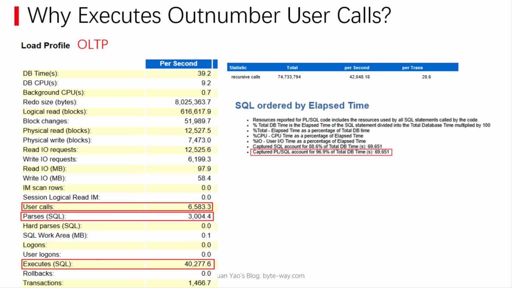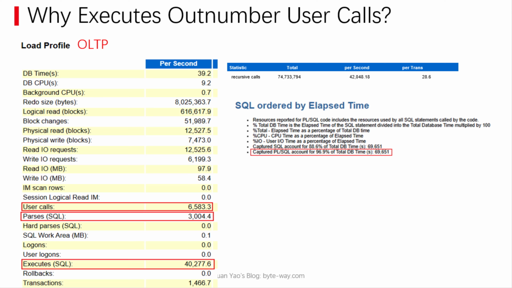Another difference is in SQL work area usage. OLAP applications tend to use a lot more of it than OLTP, because they are running heavy operations like sorting and hash join. A user call is a request from the application to the Oracle database kernel to do something, like login, parse, fetch, or execute. It's a good way to measure how chatty the application is with the database.